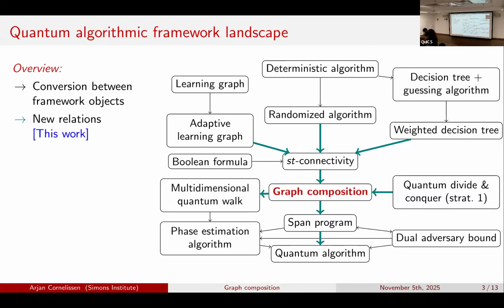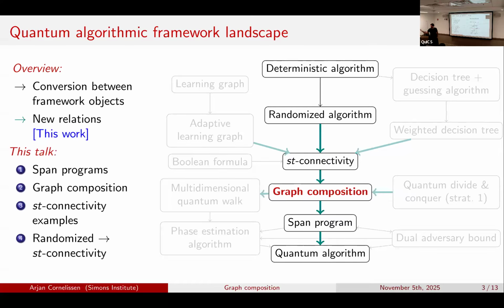So this is to give an overview of everything that I did. For purposes of this talk, I'm not going to go through all the boxes and explain how everything works. I'm going to focus on the middle column in this picture. And we're going to traverse this middle column from down to up. So we're going to start with what span programs are, how that works. Then I'm going to talk a little bit about how graph composition works. After, we'll look at some examples of the ST connectivity framework. And then finally, I'll show how randomized algorithms fit in all of this. So that's the roadmap of what I'm talking about.